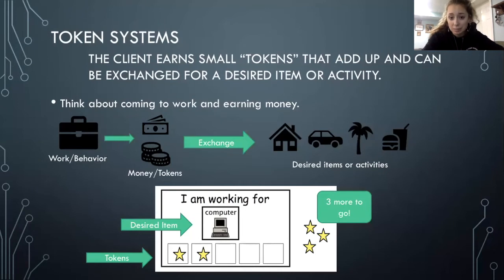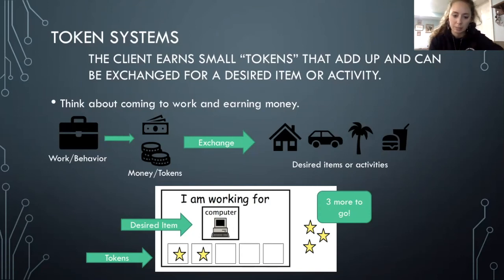Our tokens happen to be monies, and it's awesome, and we love monies, but token systems are when the client earns small tokens that add up and can be exchanged for a desired or bigger item or activity. So for us, I go to work, I get my tokens or my money, and I'm going to exchange it for things like my rent, my car payments, gas, vacations, food, heck, a ton of food. So I'm exchanging these tokens for my preferred items.